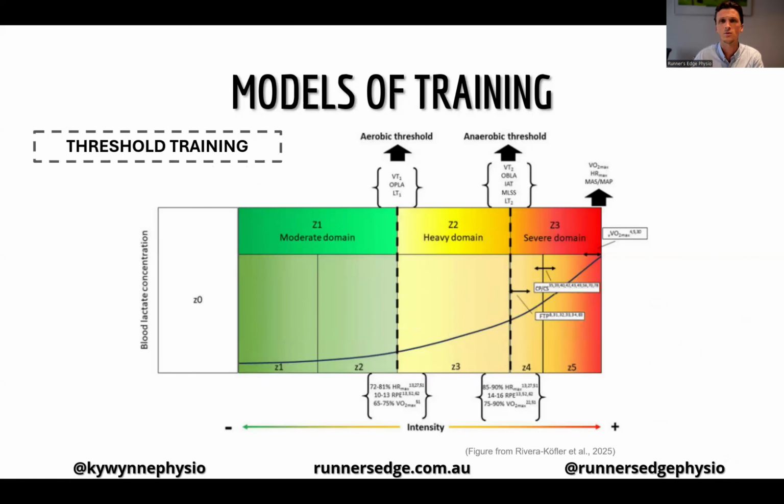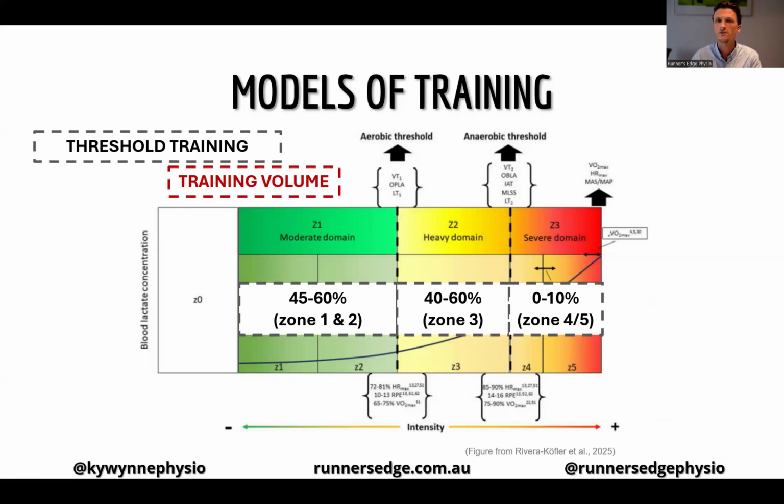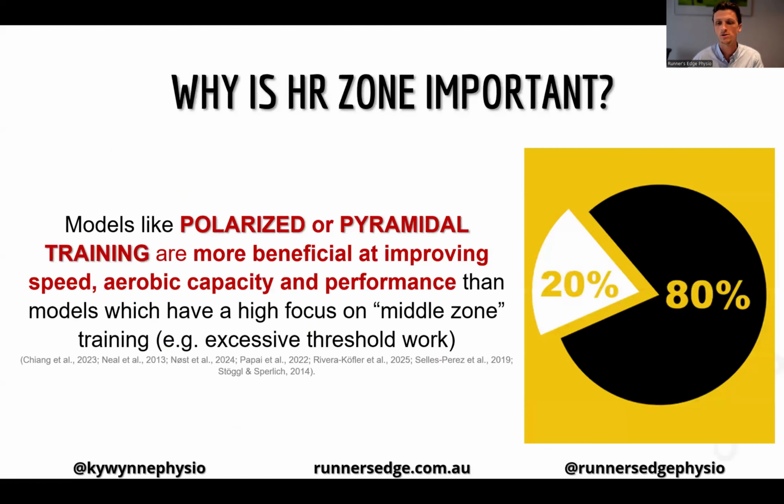And then we contrast that with another popular model, threshold training. Now, threshold training is typically around where you're getting, say, 45 to 60%, let's call it 50% in those lower heart rate zones, another 40 to 60%, so call it 50-odd% in our threshold zone, and not that much in the high intensity zone. So these are different models out there. What does the evidence say in terms of their effectiveness?